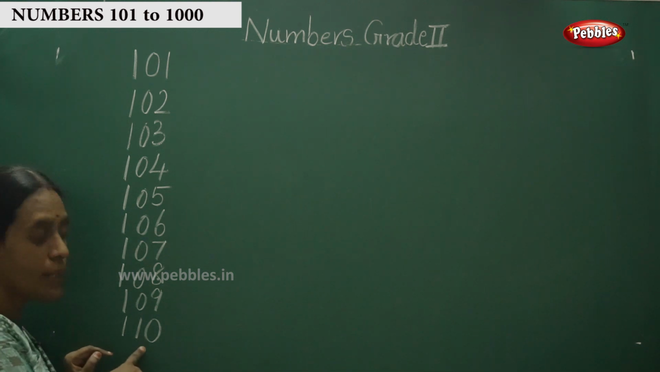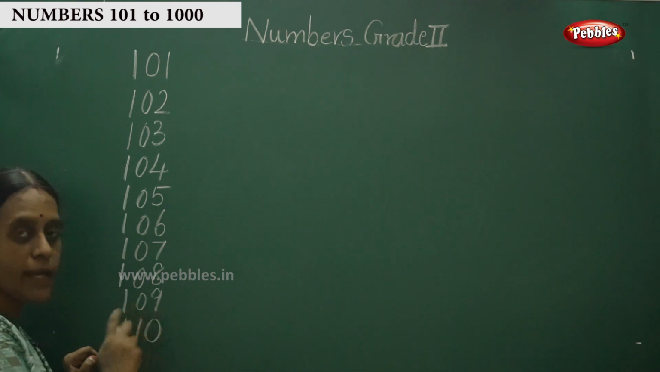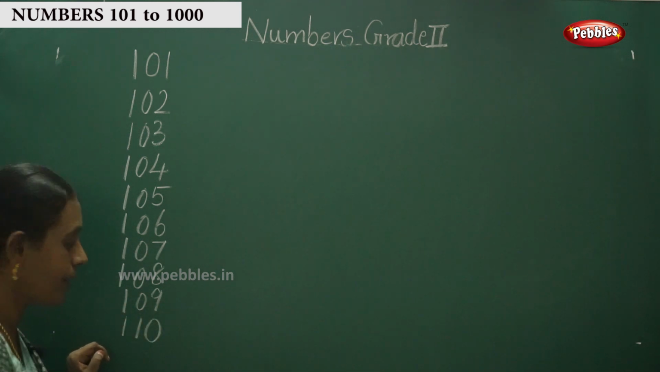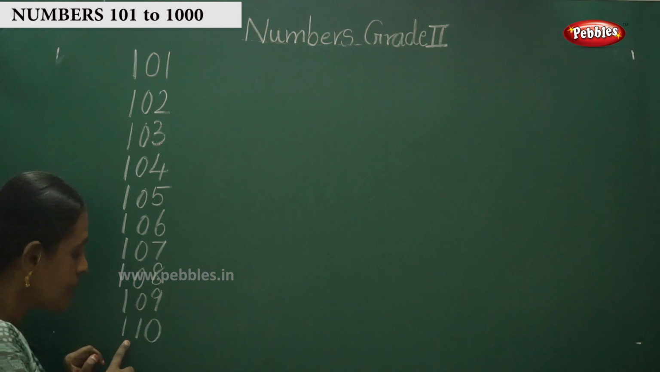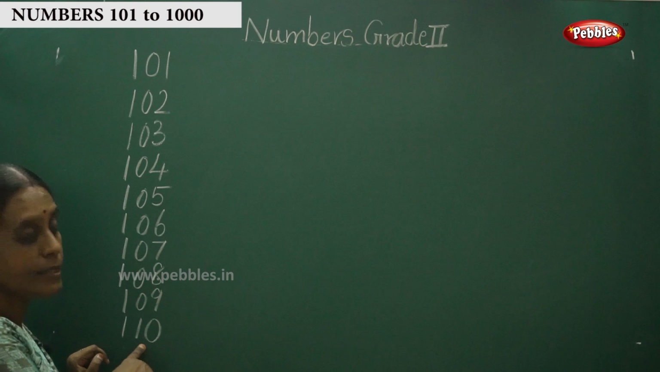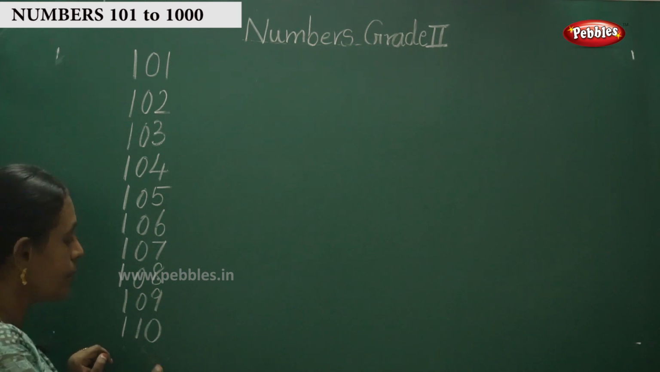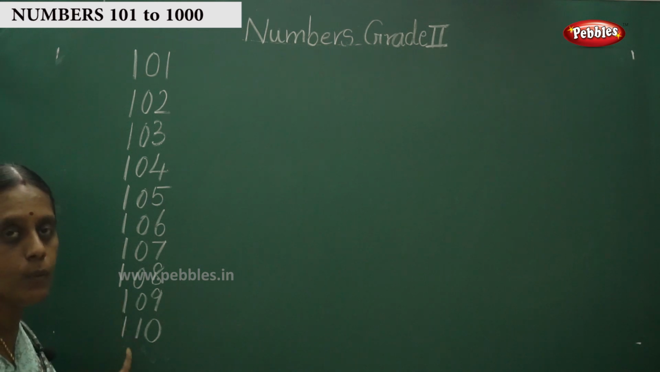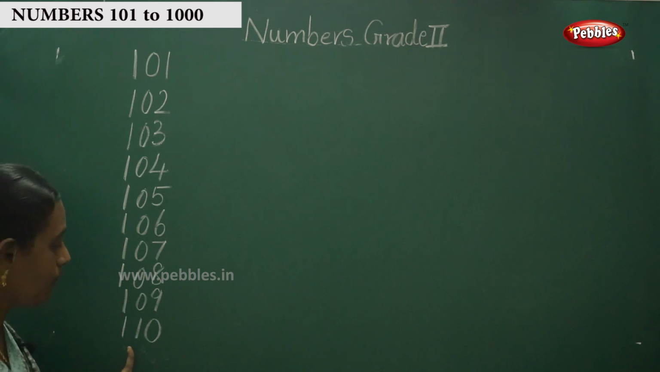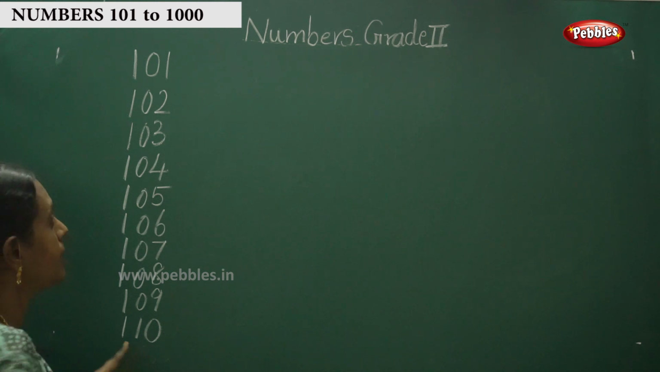How to write 110 from 109? That's 109. And here 110 means you write 1 and put the number 10. That makes the number 110. Understand the children? Here 109, 110 எழுதும்போது 1 எழுதி 10. That is 110. Okay.